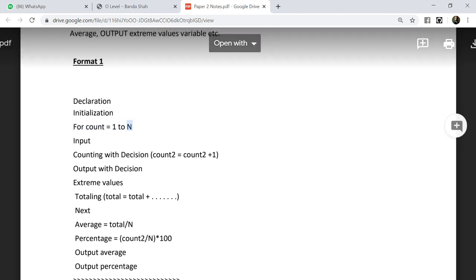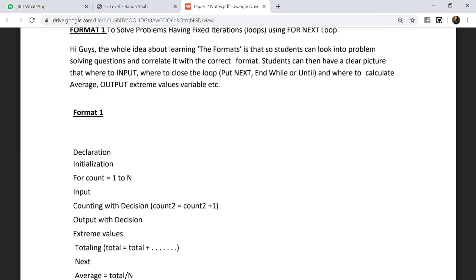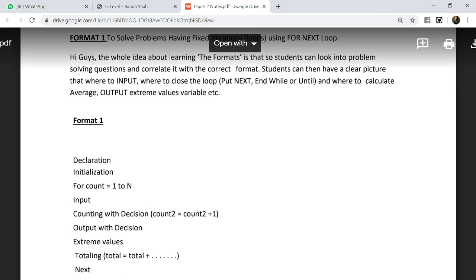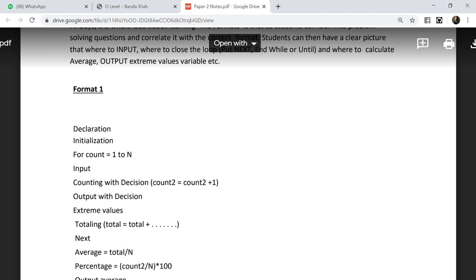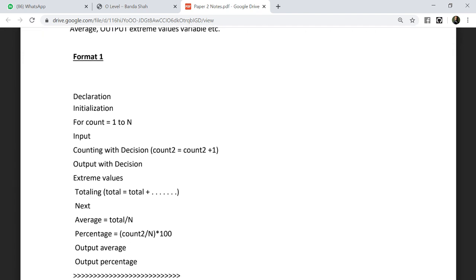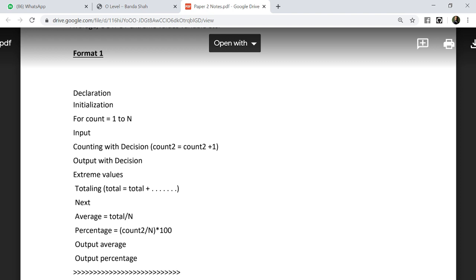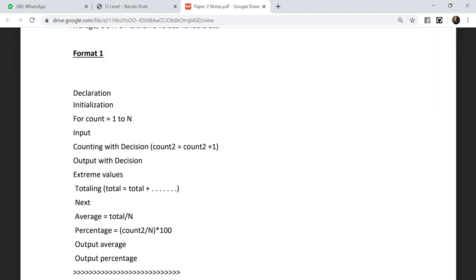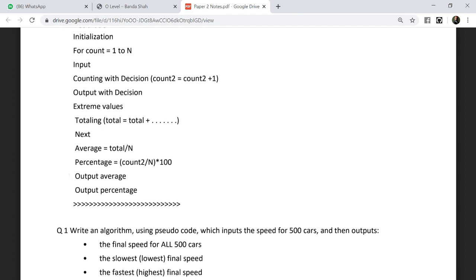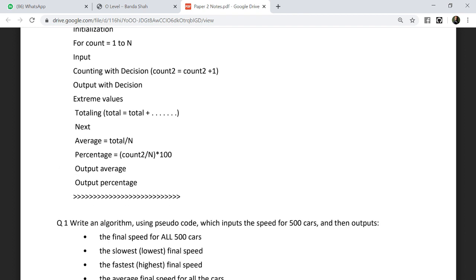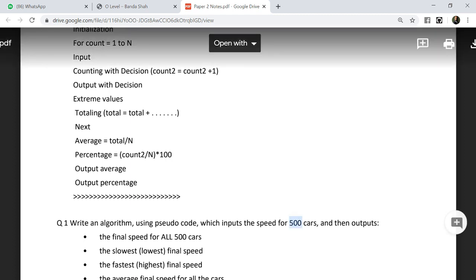Number one thing, whenever you look into some question, the pseudocode problem that will be given to you, I'm already assuming that most of the students have gone through this and know the basics of what algorithms look like. For example, the algorithm that is given below. Question number one: an algorithm using pseudocode which inputs the speed of 500 cars.